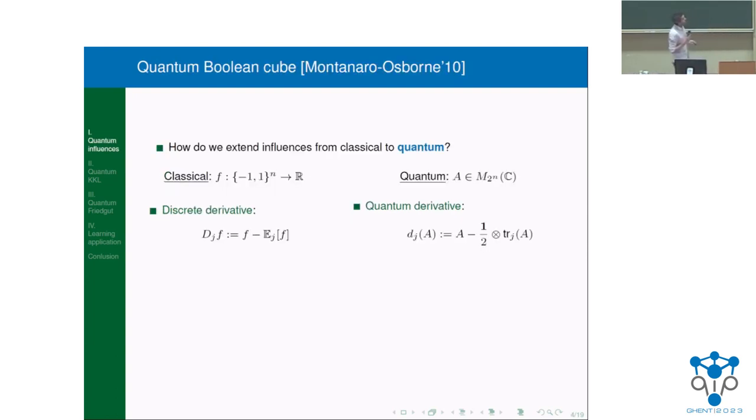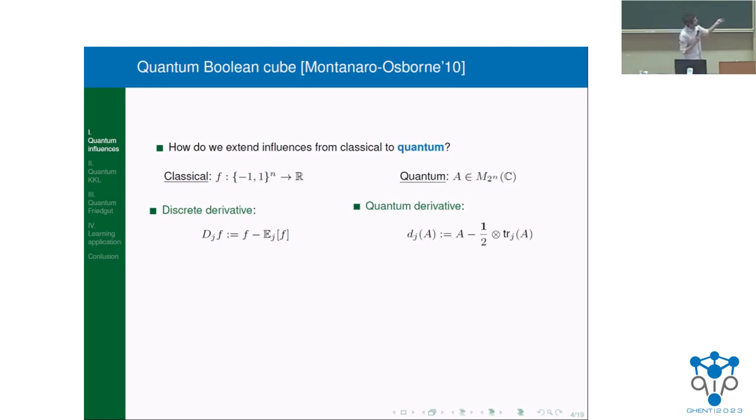Okay. So let me start with a dictionary of concepts. On the left-hand side, you have classical objects, and on the right-hand side, you have quantum objects. And the idea here is that, given the definition I gave you previously of the influence, this probabilistic notion, it's not so easy to see how you can extend this to the quantum case. But luckily for us, we have another way to write the influence classically, which only takes into account analytical objects.